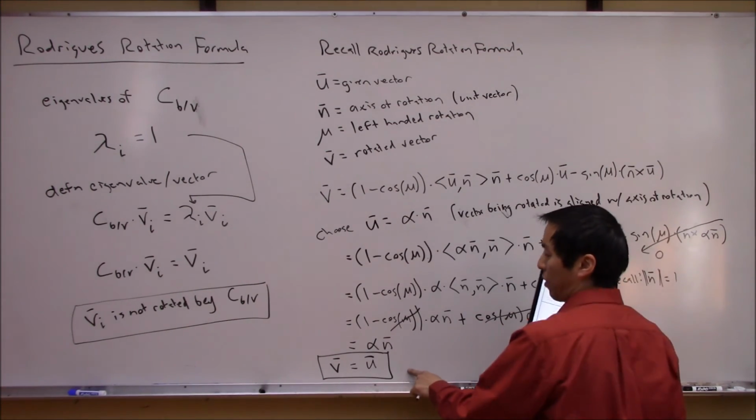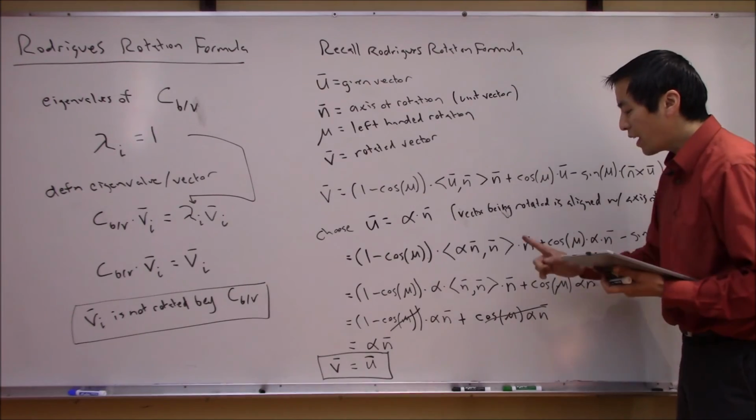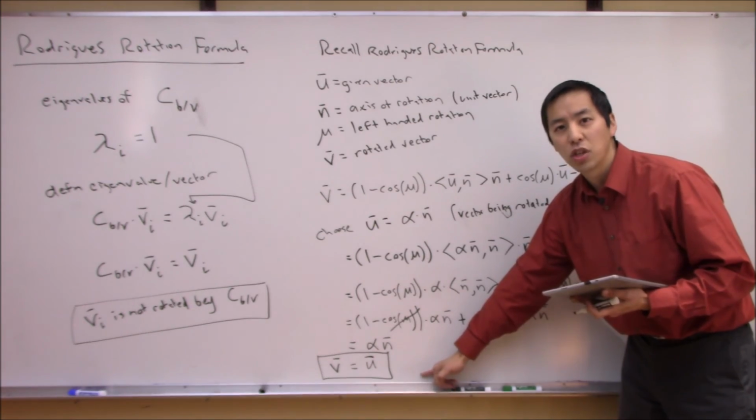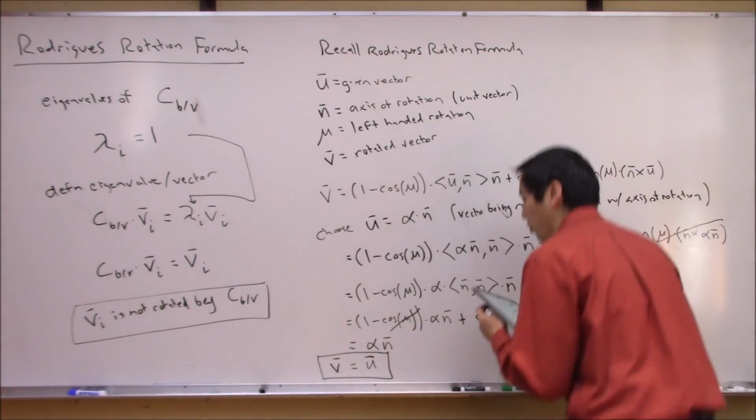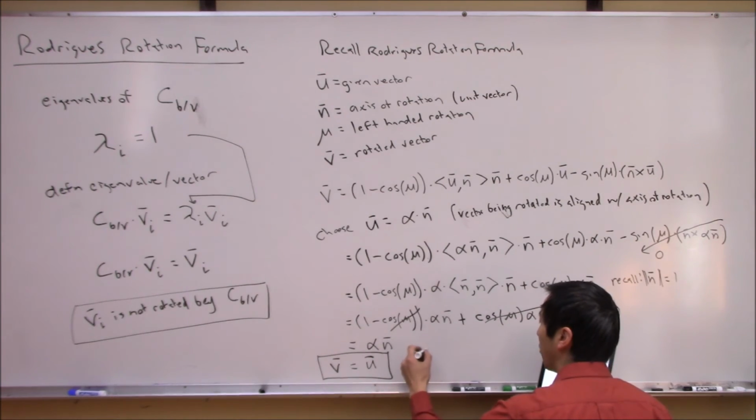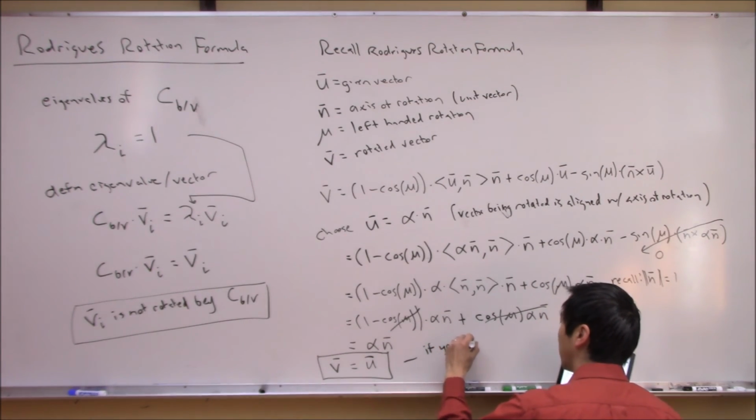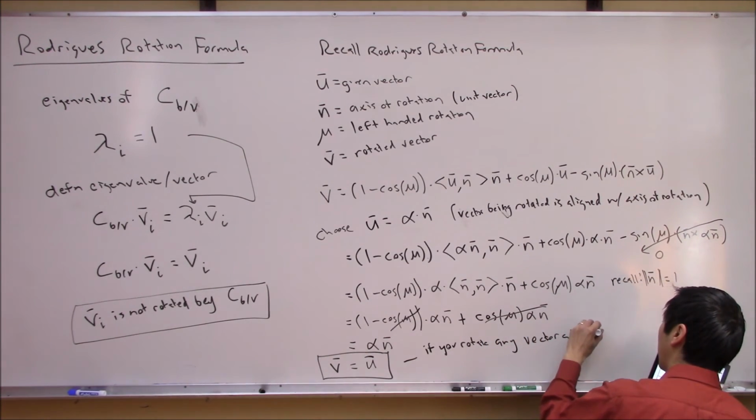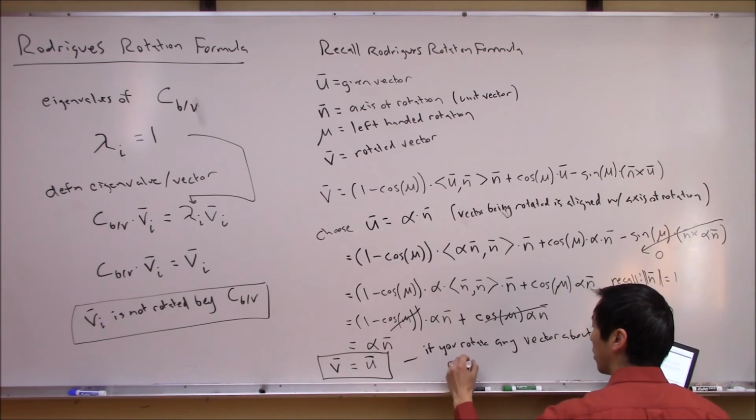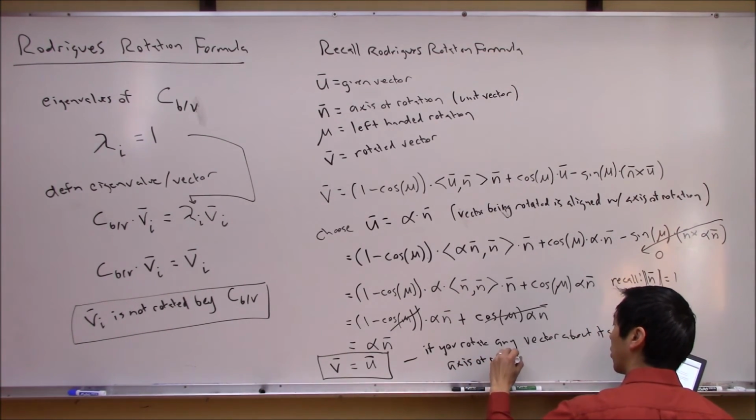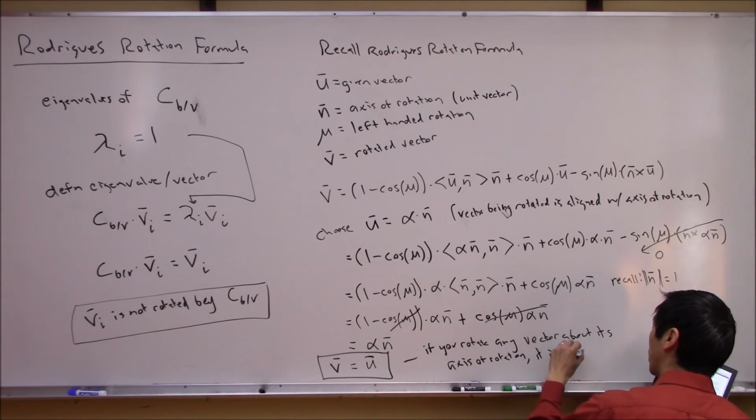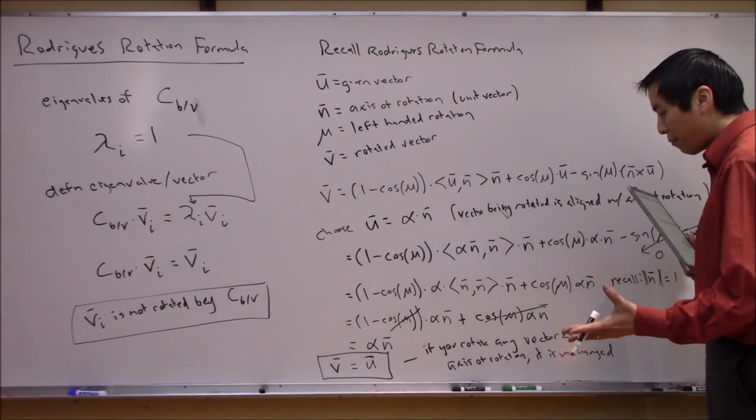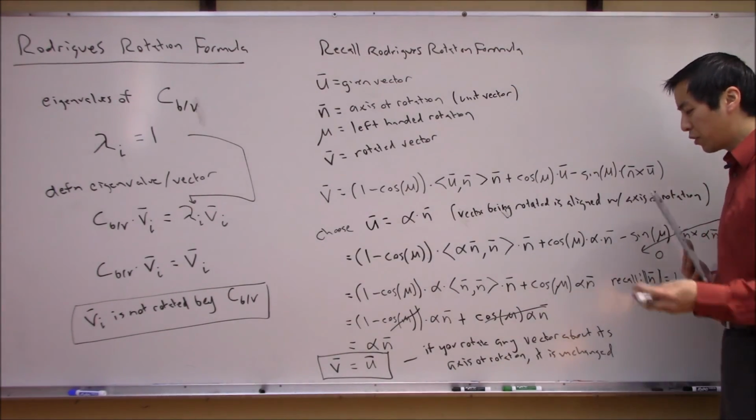What does this say? It says that if you choose the vector to be aligned with the axis of rotation, it doesn't change, which makes perfectly good sense if you think about it. So let's summarize: if you rotate any vector about its own axis of rotation, it is unchanged. That makes perfectly good physical sense.